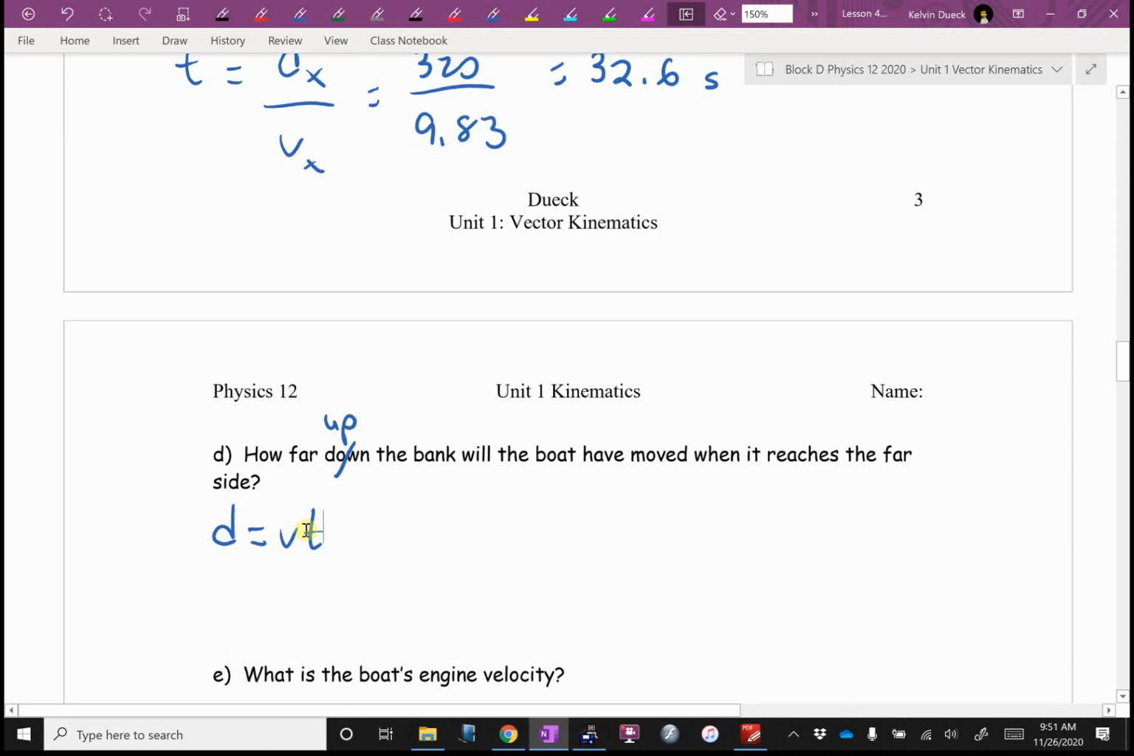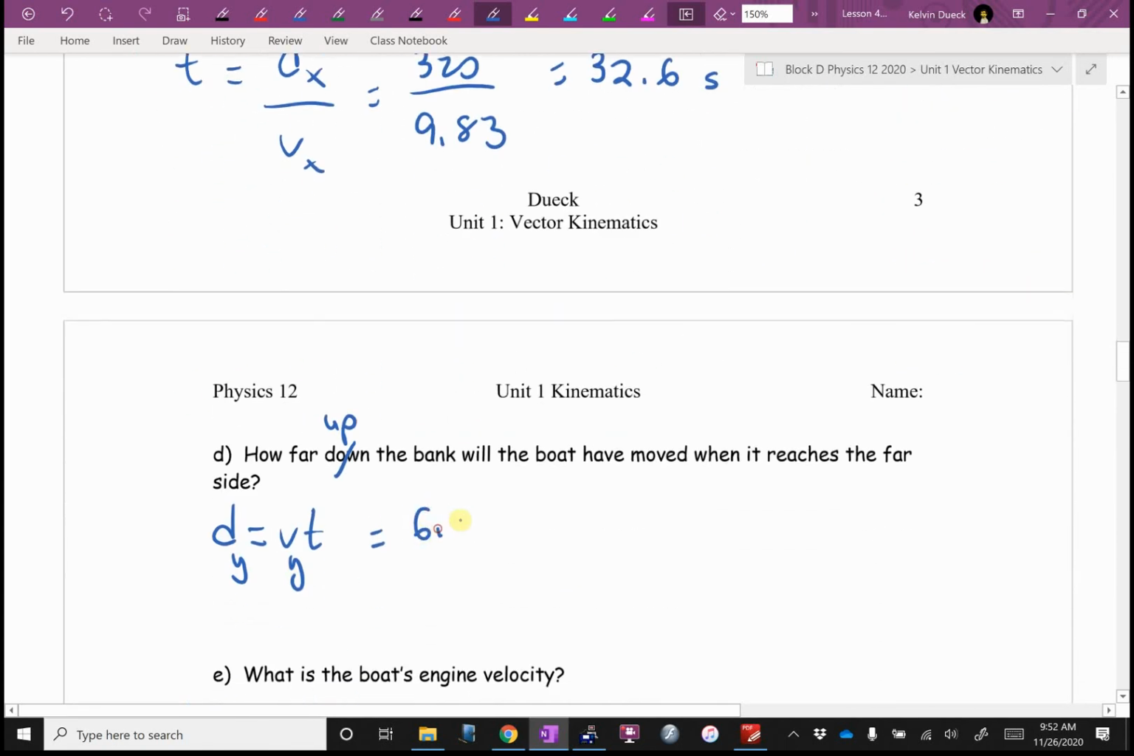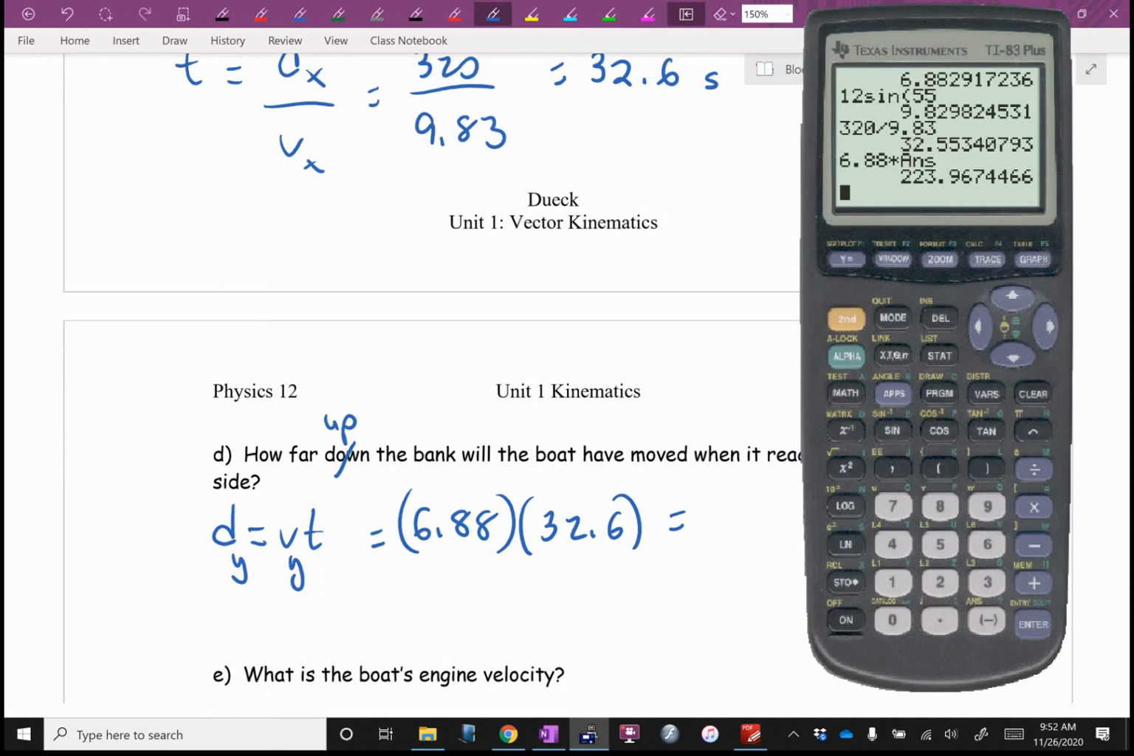Oh, by the way, it was always D equals VIT, but if A is 0, is your initial velocity changing at all? So V initial is V final, is V average, is whatever, just V. Kind of nice. So it's going to be dy equals VYT. So Vy, which we finally got right, thank you, Carter, was 6.88 times my answer button. All right, 32.6, but okay. 224 if I go to 3 sig figs.